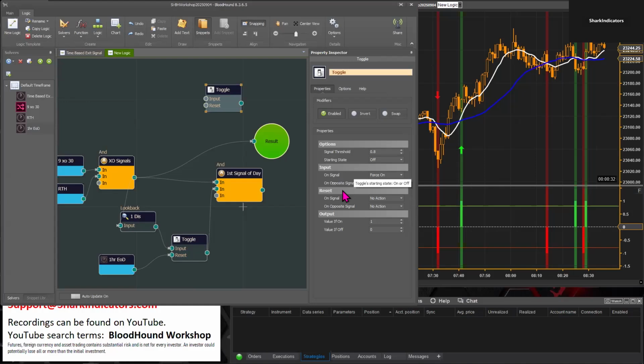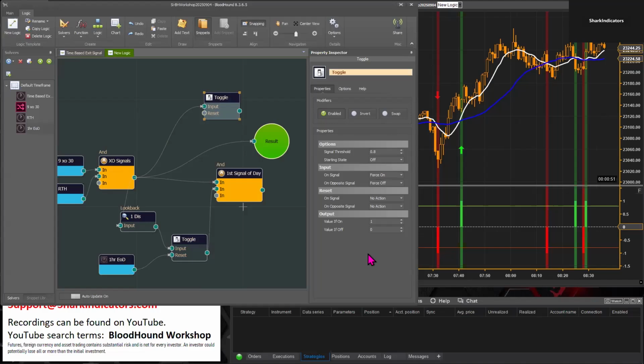I think the inputs and the reset connections are pretty self-explanatory as well, but let's go through them real quickly. The input section pertains to the input connection right there. You have a signal coming in, and you can determine: is that signal going to turn the toggle node on? Is it going to turn the toggle node off? Are you going to put the toggle node in a toggle basis? Or is the signal going to do nothing?